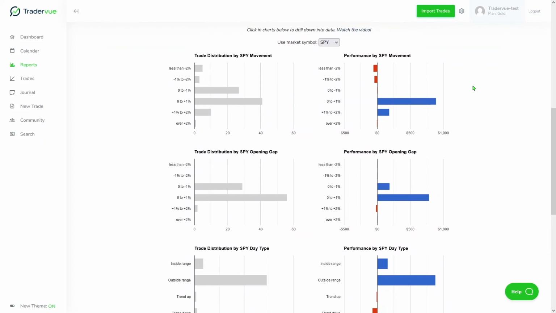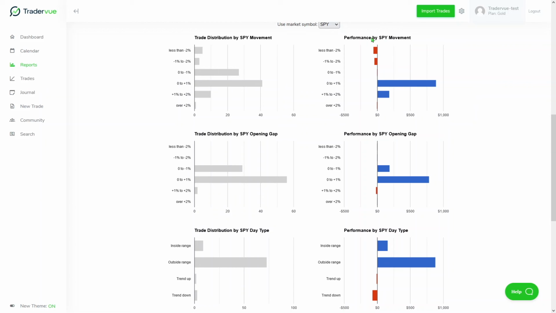And here we can see multiple pieces of information from this trader. We can see performance by SPY movement, performance by SPY opening gap, and performance by SPY date type. Right away what we can see is that when the SPY is performing positively, the trader is also performing well on his trades, which basically indicates that this trader might be more of a trader that is trading on the long side, so a bull trader basically. We can also see performance by SPY opening gap, which is telling us that when the SPY is gapping higher, it's a good indication that the trader will perform well during those days.